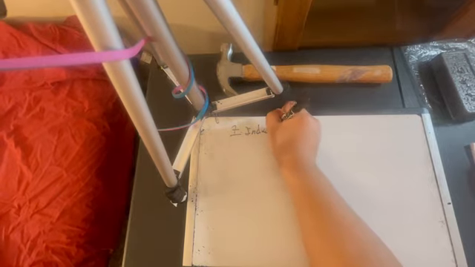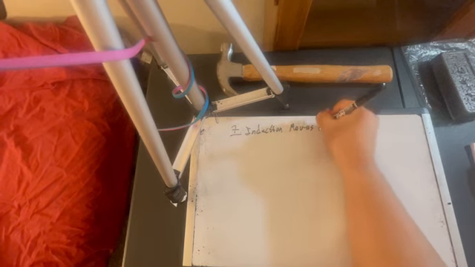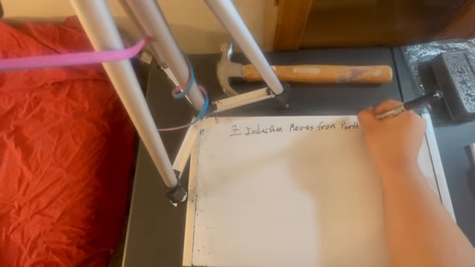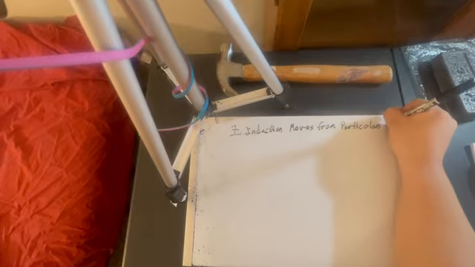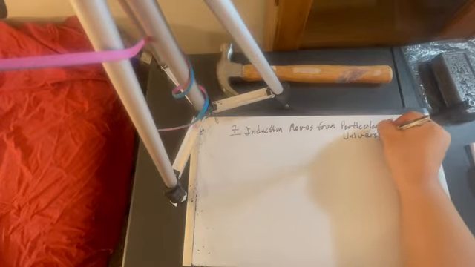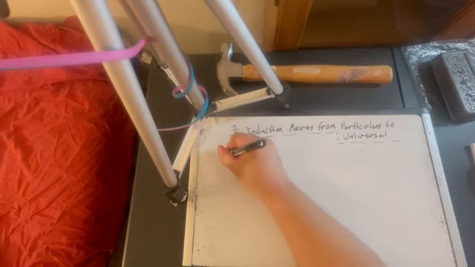Induction moves from particulars to universal. So, induction proceeds from individual cases to the universal, and from the better known to the less known. Objects of perception are usually better known to most people. You have this, okay.